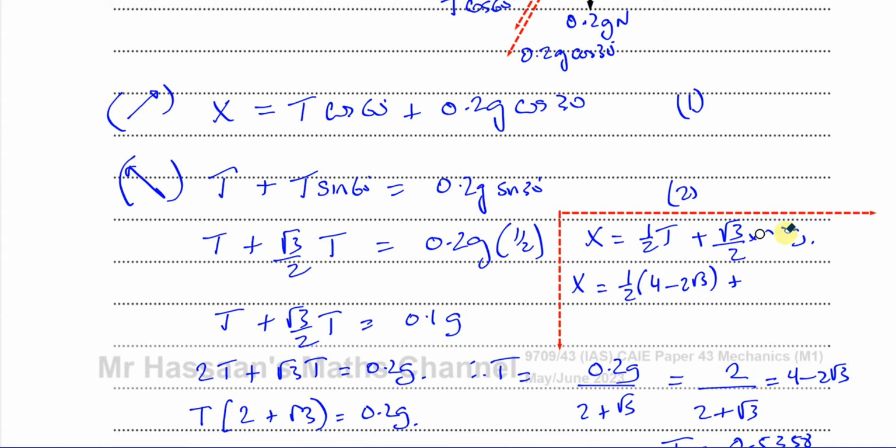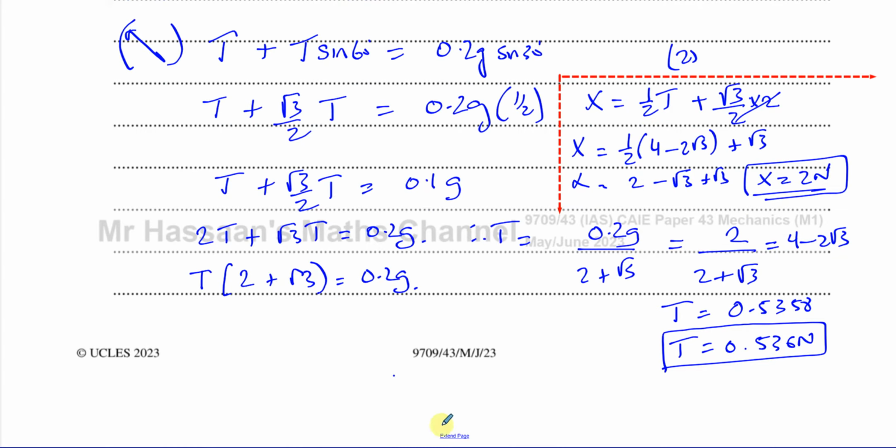this is going to become 2 root 3, times 2, right? Because you're going to have root 3 times 2. So that's going to cancel out, so you're going to have plus root 3. So you'll end up with a half times 4, which is 2, minus root 3 plus root 3. So x is going to be equal to 2. 2 newtons. It comes out exactly 2 newtons because these cancel out. All right, so there we have the value of x and the value of t.